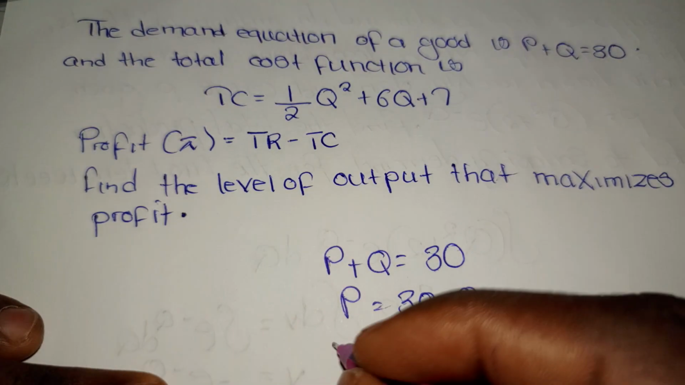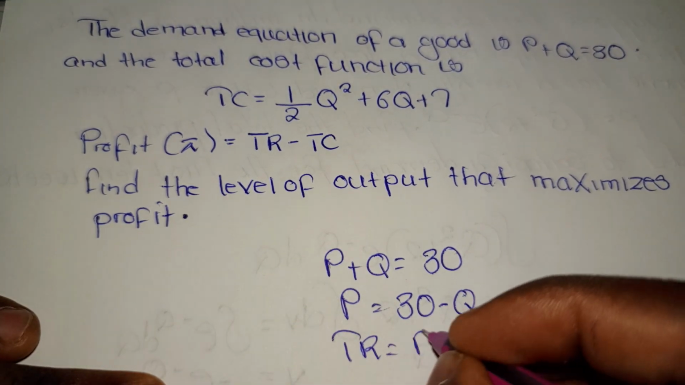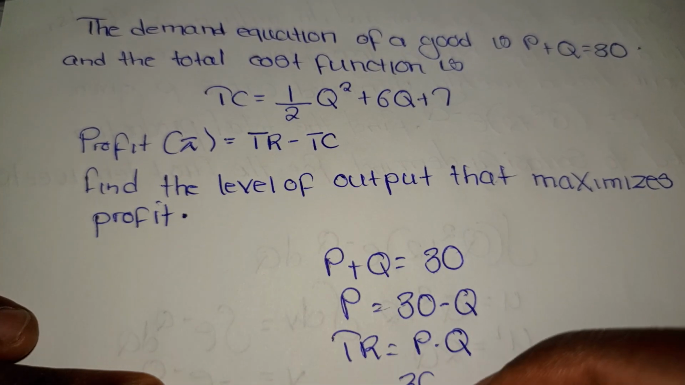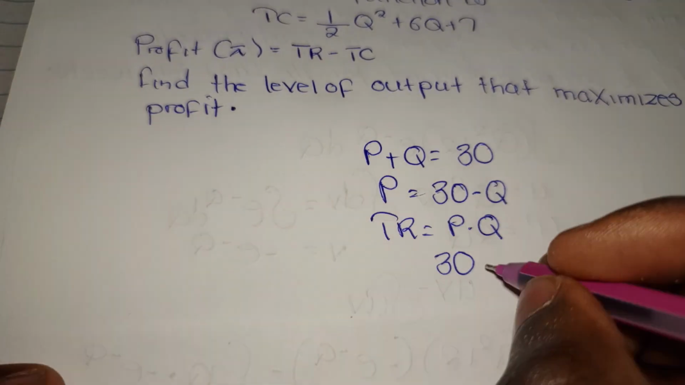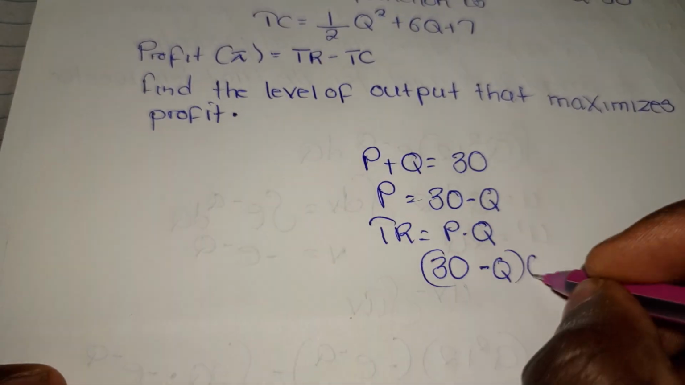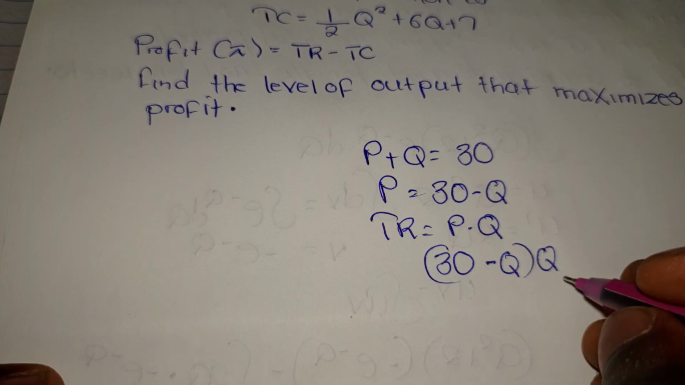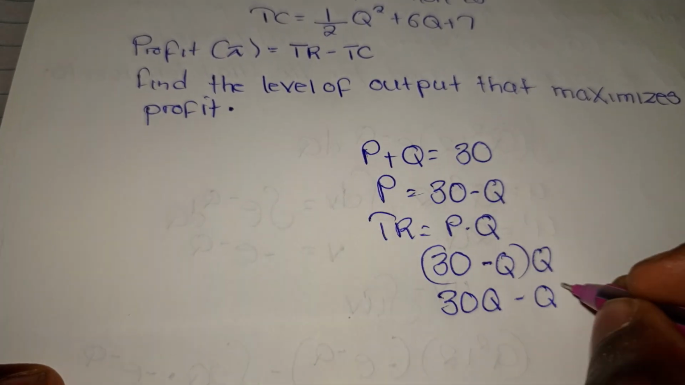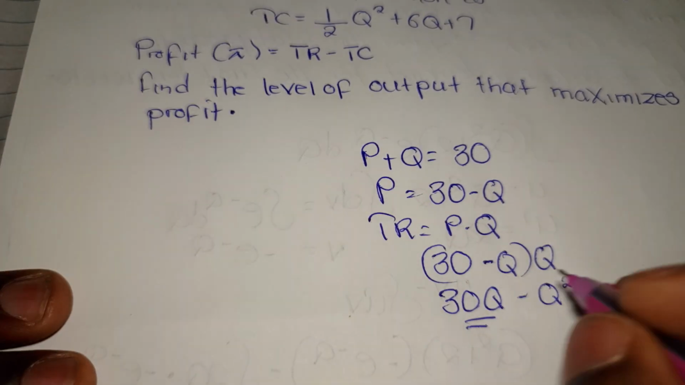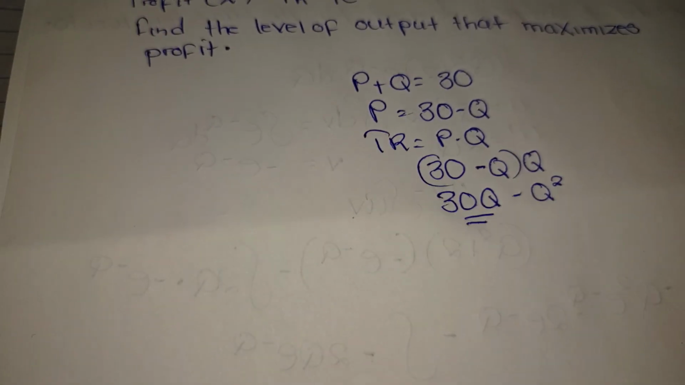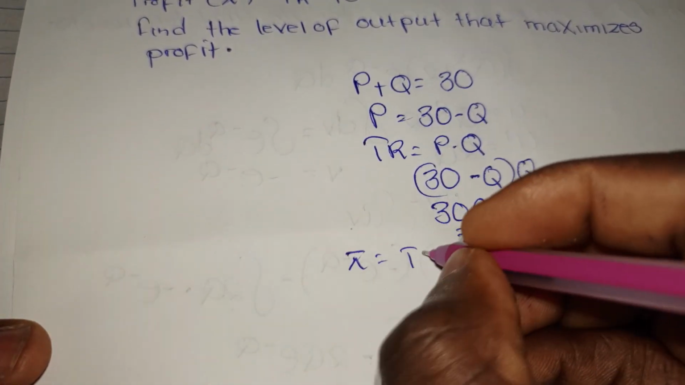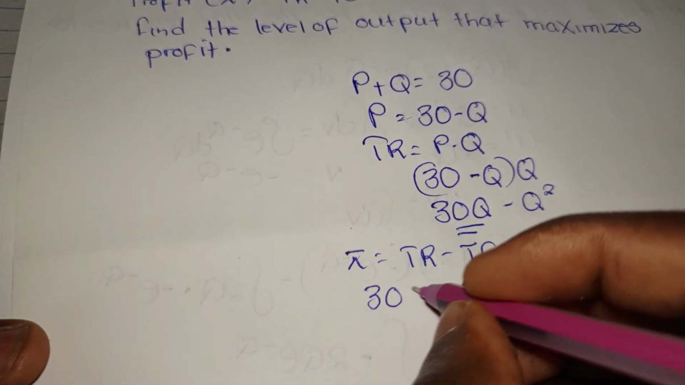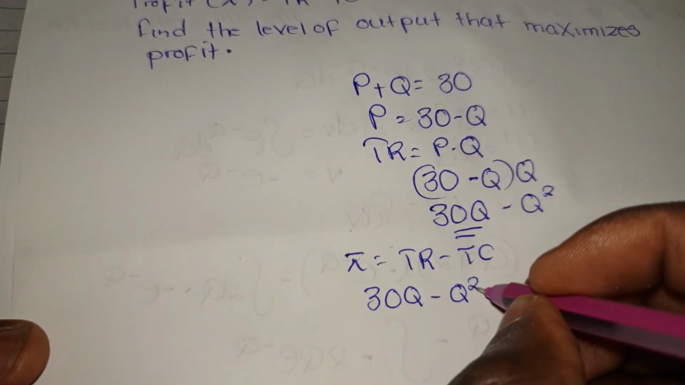We know that total revenue is equal to price times quantity, where price is given by 30 minus Q, and we multiply the same equation by Q. So Q times 30 is 30Q, where Q times Q is Q squared. Then from here we know profit is given by total revenue minus total cost, where total revenue is what we are finding. We will just put it there.